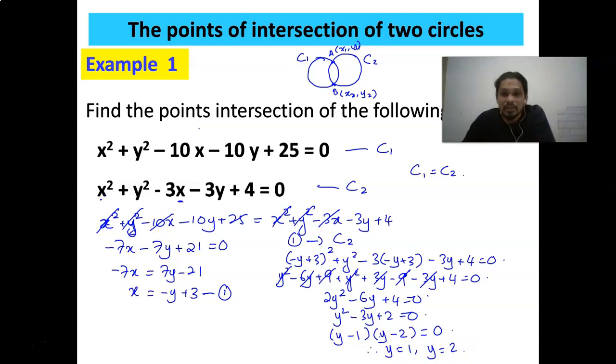Okay class, this is not the final answer because we are going to find the intersection points. Points means the coordinates of A, which is x and y.